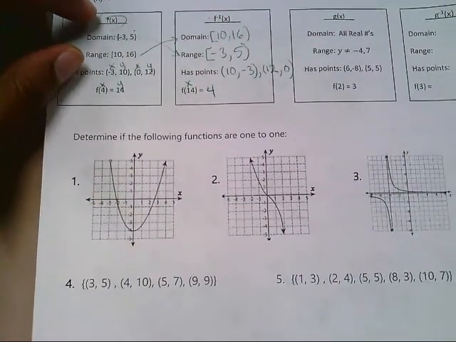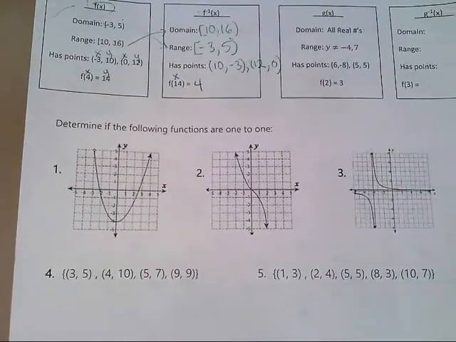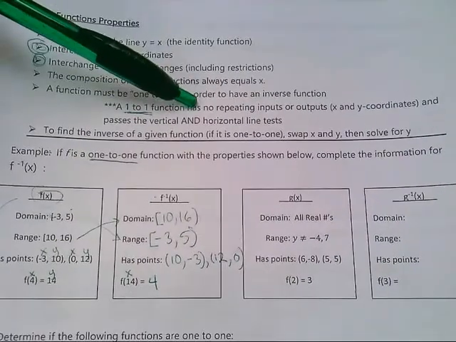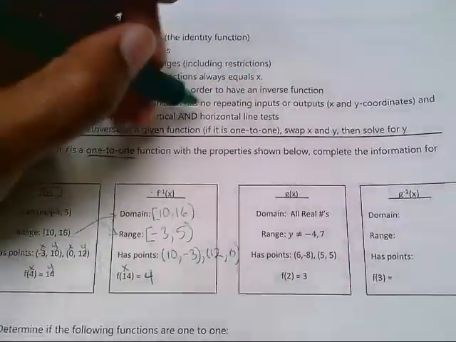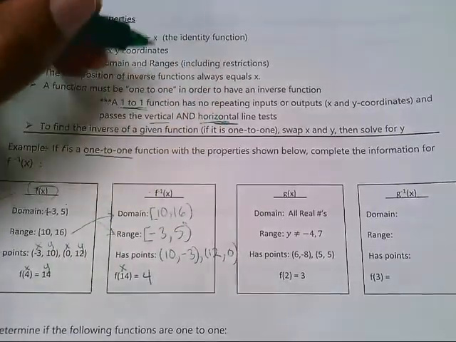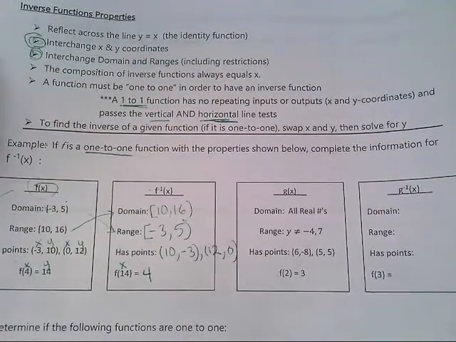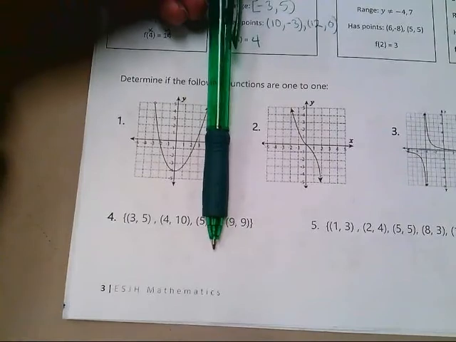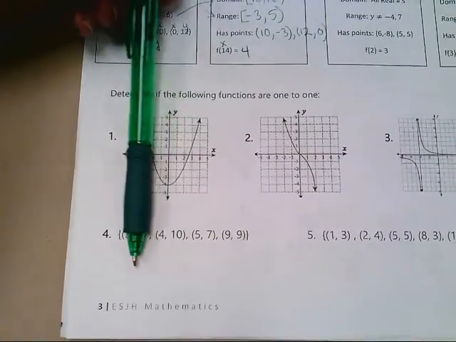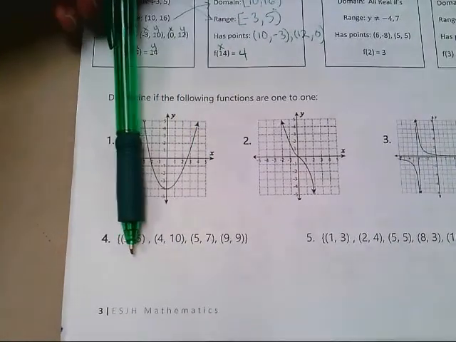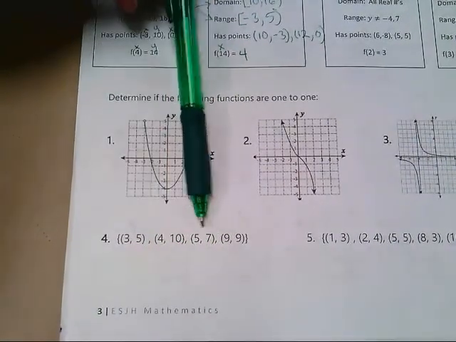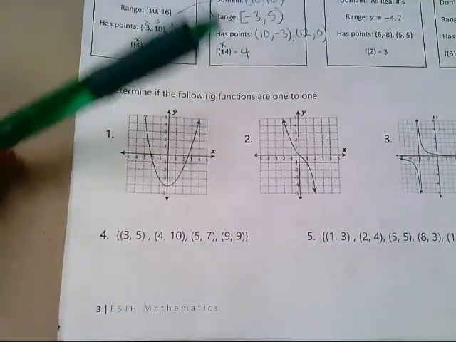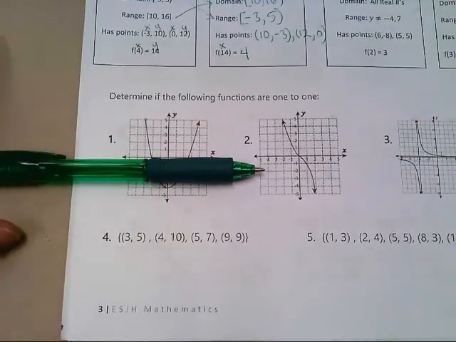So now, moving on to determining if functions are one-to-one or not. Again, remember, a function is one-to-one if it doesn't have any repeating inputs or outputs, and it passes the vertical and the horizontal line test. If you remember from when we were just beginning to talk about functions, you use the vertical line test to see if it's a function. So you take a pen or pencil, a vertical line, and you pass it along the function. As long as it doesn't touch it in more than one place, then it is a function. So all of these are functions because they pass the vertical line test. The horizontal line test tells you whether or not the function is one-to-one.